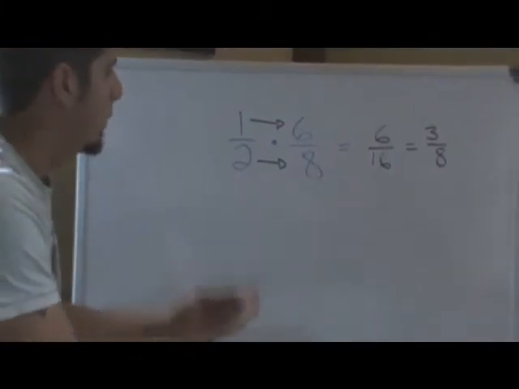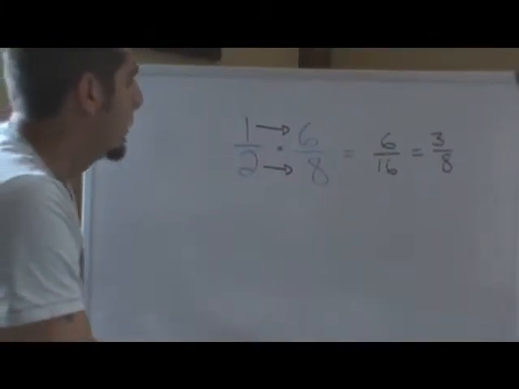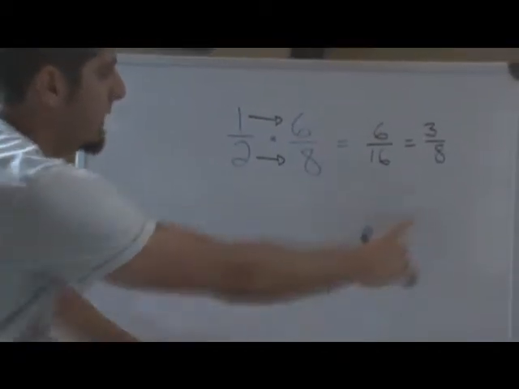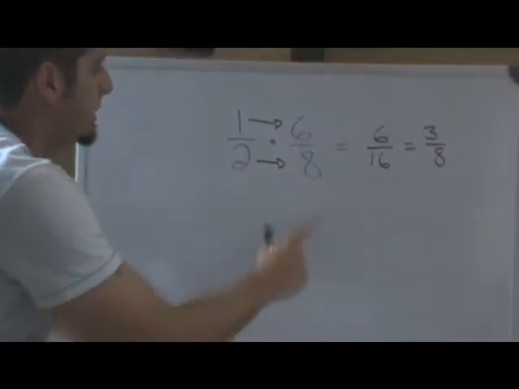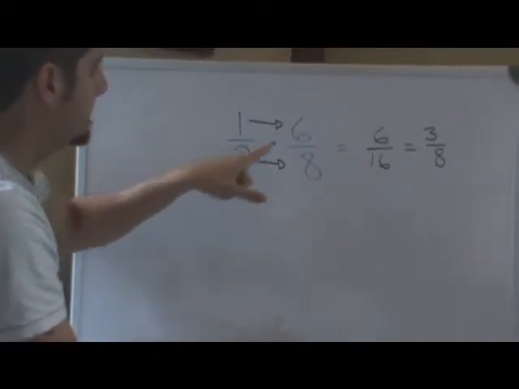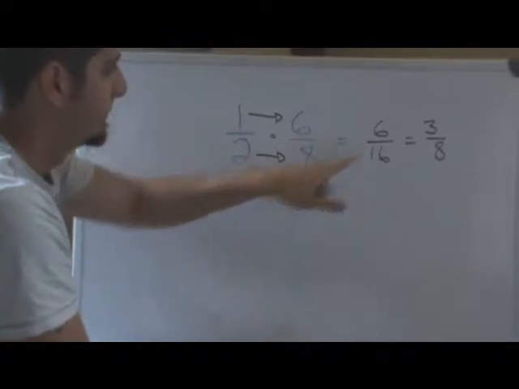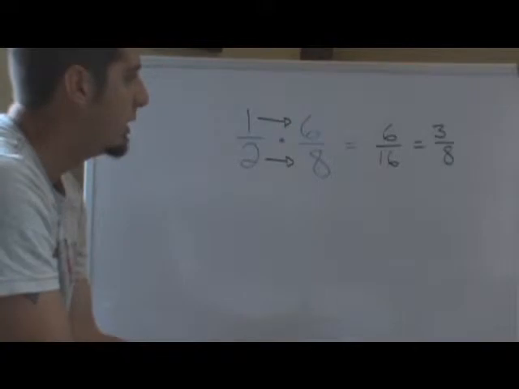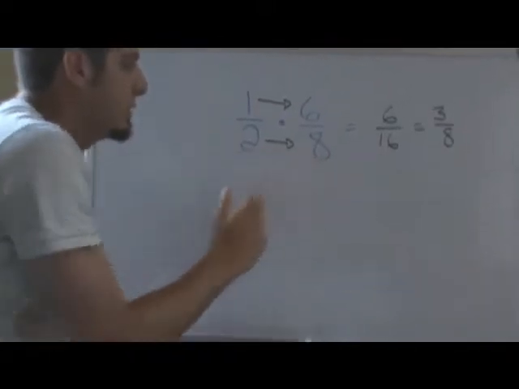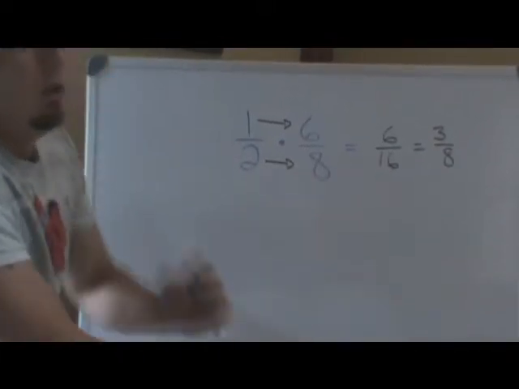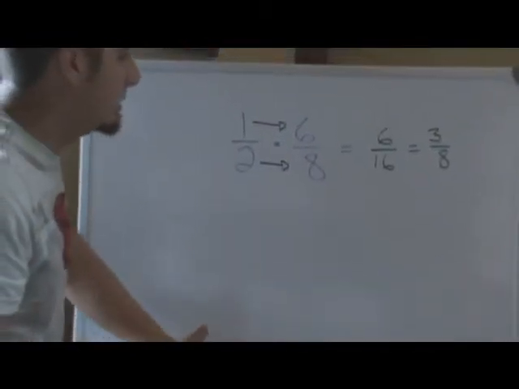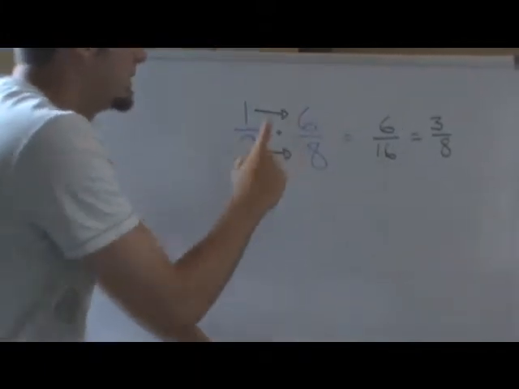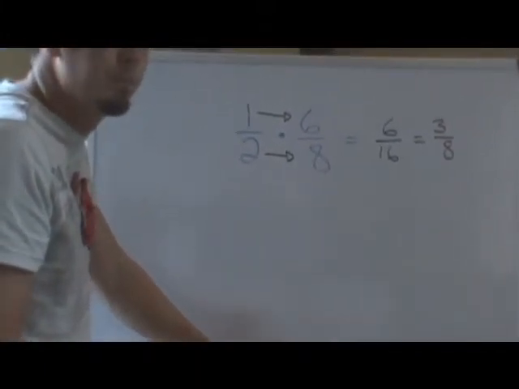Okay? Why does this work? Why does multiplying across work? Well, the first thing I want to show you is if you take a look at my final answer of 3/8, and you take a look at my problem, half of 6/8 is 3/8. Does that make sense? It should, because the denominator tells us how many pieces we need to have one whole, but the top number tells us how many pieces we have. Okay?